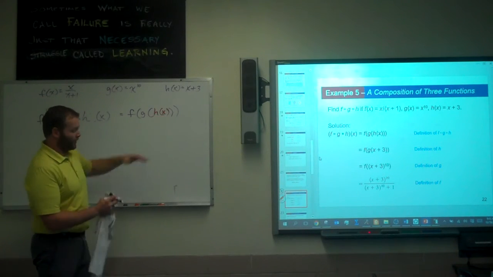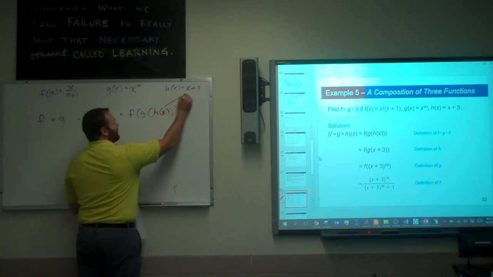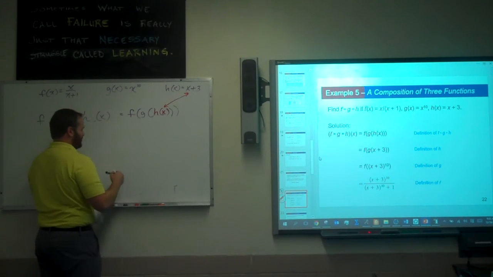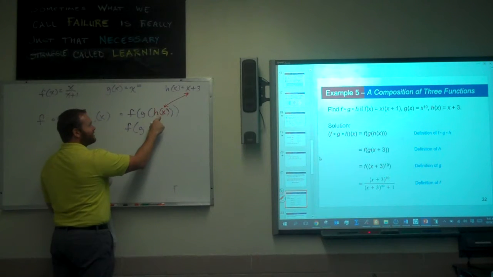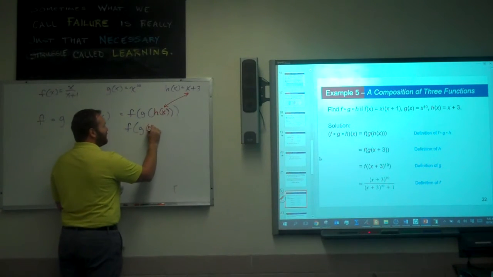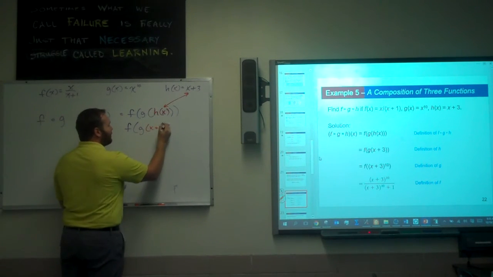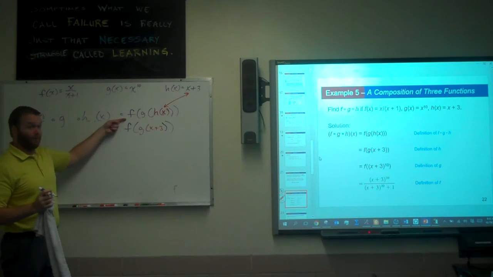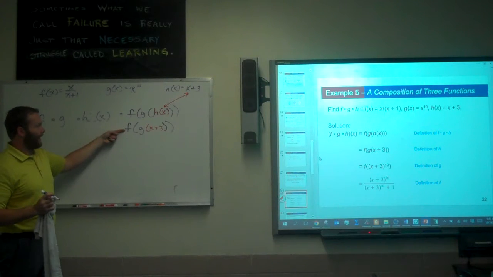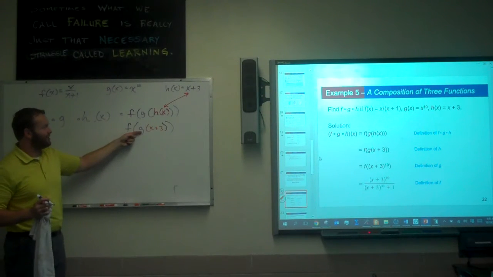So now, this first one is just a direct substitution. What is h of x? x plus 3. So f of g stays the same, but now I make the direct substitution that h of x is x plus 3. It's cleaned up a little bit, right? Now I've got rid of the h. Now I go f of g of x plus 3.